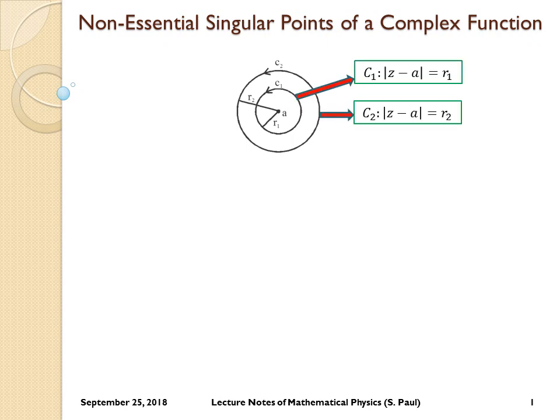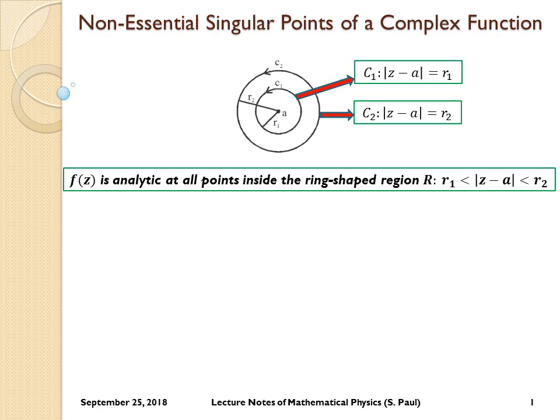So we are considering a ring-shaped region consisting of two concentric circles C1 and C2, and both circles are centered at z equal to a and having radius r1 and r2 respectively. There is a complex function f of z which is analytic at all points inside the ring-shaped region as shown in the figure.